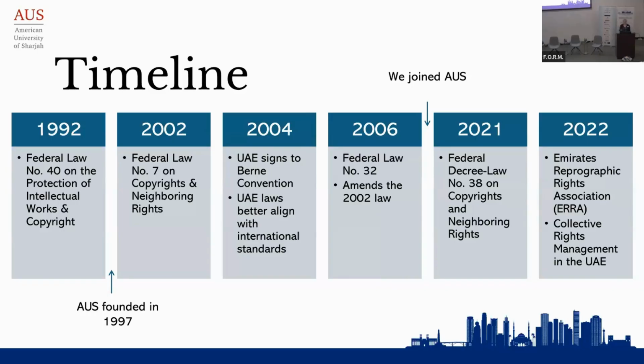But in 1992, we have federal law number 40 on the protection of intellectual works and copyright. And I just put a little point that AUS was founded in 1997. So that 92 law was in place when the university was founded. 2002, we have a new law, number 7, on copyrights and neighboring rights. 2004 was when UAE signed to the Berne Convention, which brought the UAE laws into alignment with international standards. In 2006, we have an amendment to the 2002 law. And then I just put a point that Tom and I joined between these, him in 2007, me in 2014. So that was the law in place when we both came to AUS.